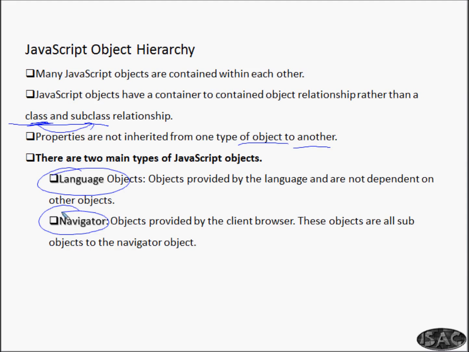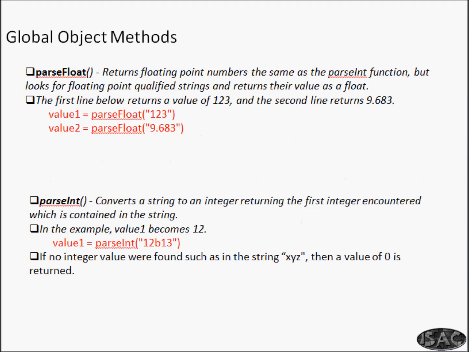So each and every object has its own separate methods. Then there are objects provided by the client browser. These objects are all sub objects of the navigator object, right? That object again has another object, which has another sub object, like that. We'll understand in detail this whole set of language objects and navigator objects.